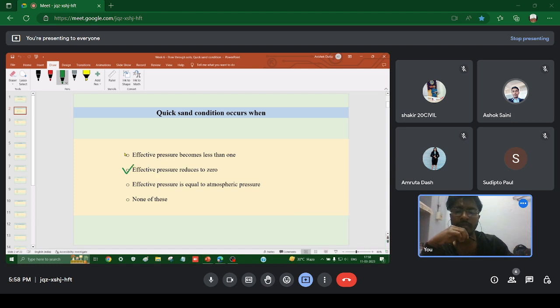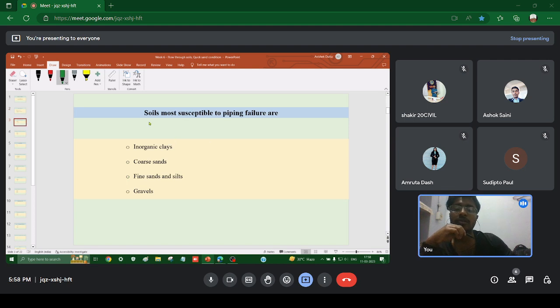Because effective pressure can't be less than 0, as that would imply sudden liquefaction. But when it reaches 0, that means the soil can get easily uplifted, and that is the quicksand condition. The soil is staying in its position, but it has lost all its shear strength.